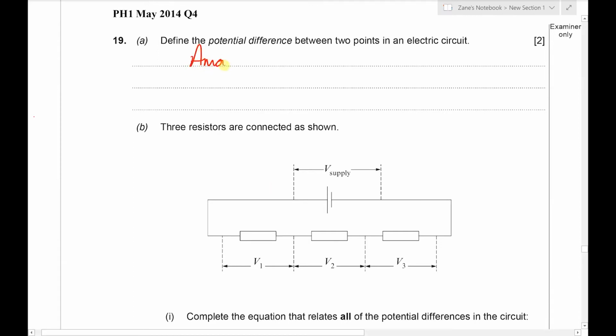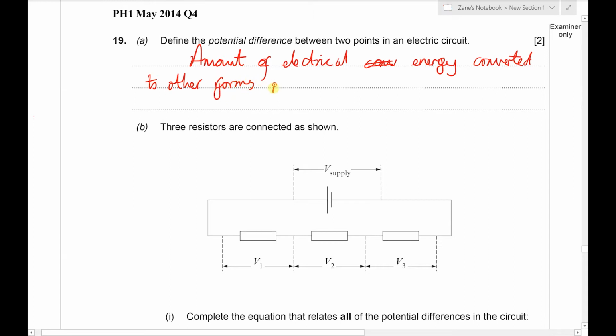It's the amount of electrical energy converted to other forms. Oops, I missed out energy. Per unit charge moving between those 2 points. A common mistake that people make is that they forget the per unit charge or per coulomb part.